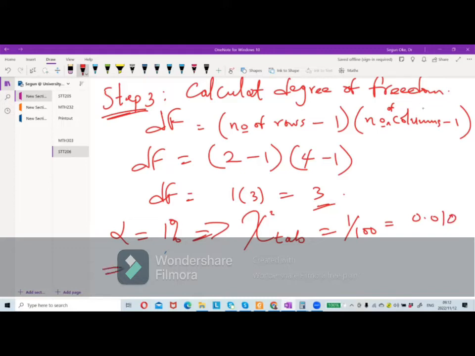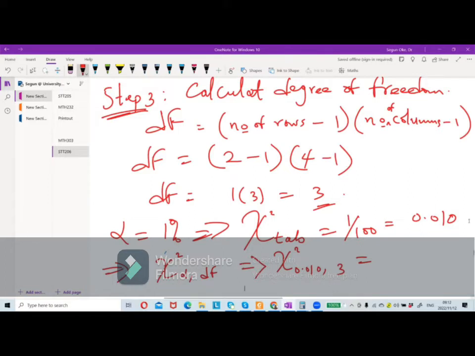So now in this place, our chi-squared, this is the way to go: chi alpha, comma, degree of freedom. We will now say chi-squared is equal to 0.01, comma 3. We know the 3 is the degree of freedom, right?